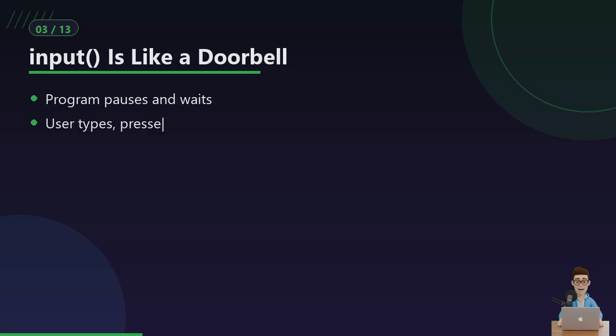Think of a doorbell. You press it, then you stand there waiting until someone answers. The input function works the same way. Your program stops, waits patiently, and the moment the user presses enter, it hands you whatever they typed. In short, input pauses your program until the user answers.